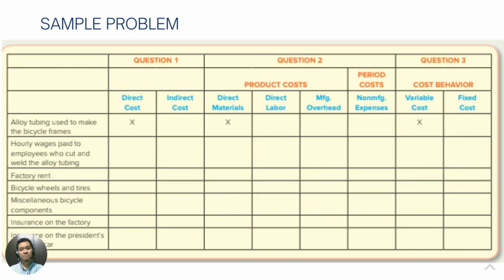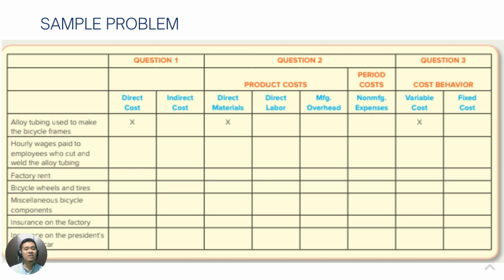So, let's practice. So, sample problem. We have question 1, question 2, question 3. We identify what kind of cost it is. So, for example, first problem, alloy tubing used to make the bicycle frame. Is it a direct cost or indirect cost? Of course, the alloy is used in bicycle frames, so that is a direct cost. It is a direct cost because we can identify it directly to the product, right?